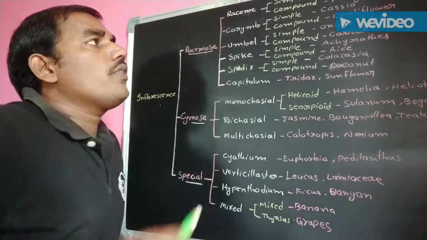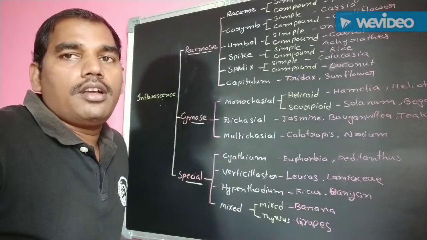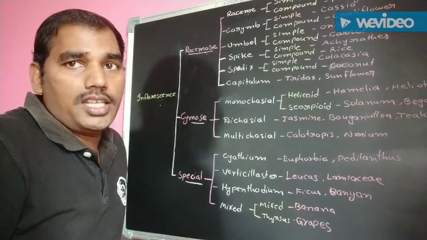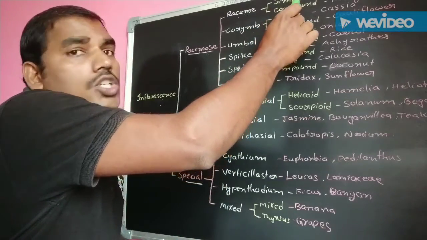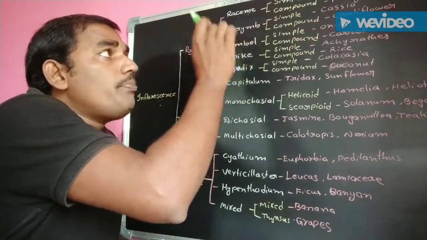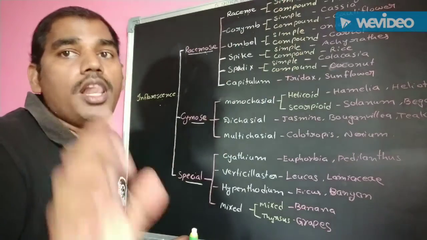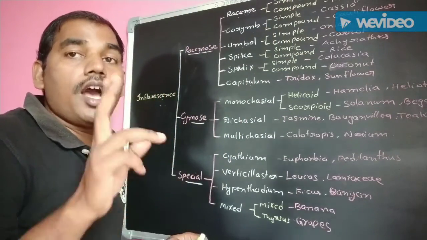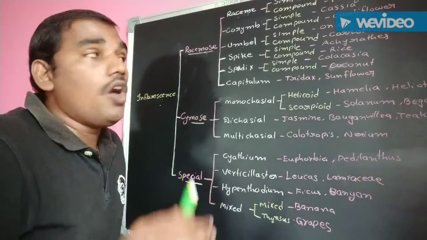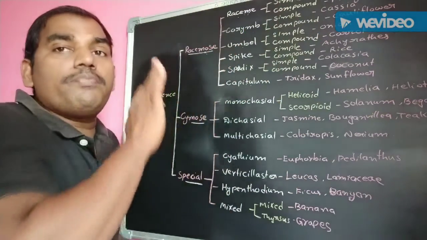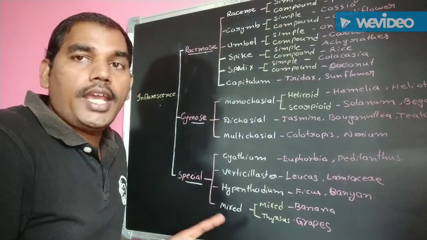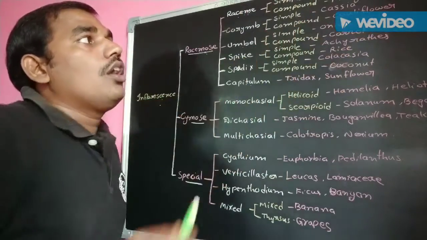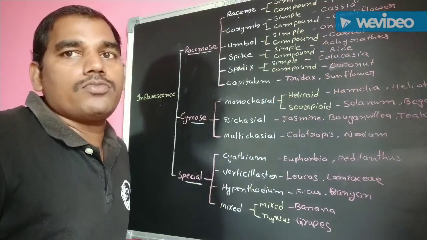So the raceme inflorescence is further divided into 2 categories on the basis of whether the peduncle, that means the inflorescence axis, is branched or unbranched. If the peduncle is unbranched, this type of inflorescence is known as simple raceme. The simple raceme inflorescence axis is unbranched and also indefinitely growing. On this indefinitely growing peduncle, pedicellate flowers are arranged in acropetal succession. This type is known as simple racemose inflorescence. Best example is Crotalaria juncea, sunhemp, janumu.